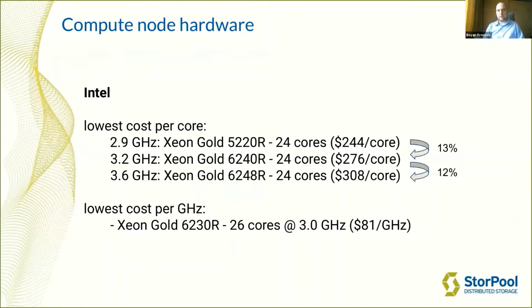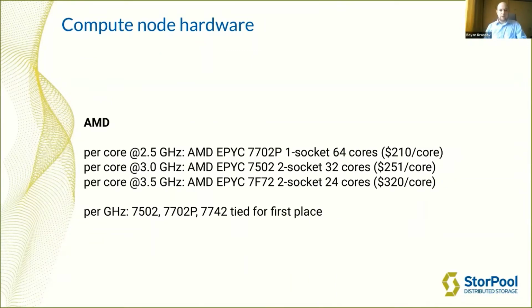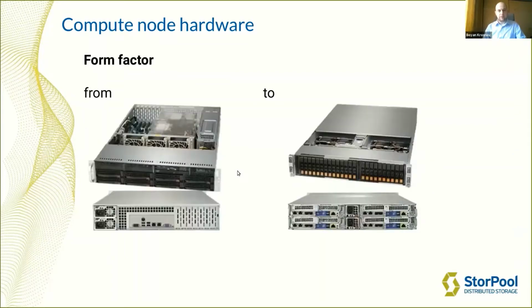Some outcomes with the parameters we've used, like cost of power, etc.: these are the best Intel CPUs for a particular performance level. If you need slightly faster cores, you would pay something like 25-30% more per core for that additional performance. And for AMD CPUs, these come out on top based on our input parameters. Obviously, if you change the input parameters, the order changes. Then on to compute form factor.